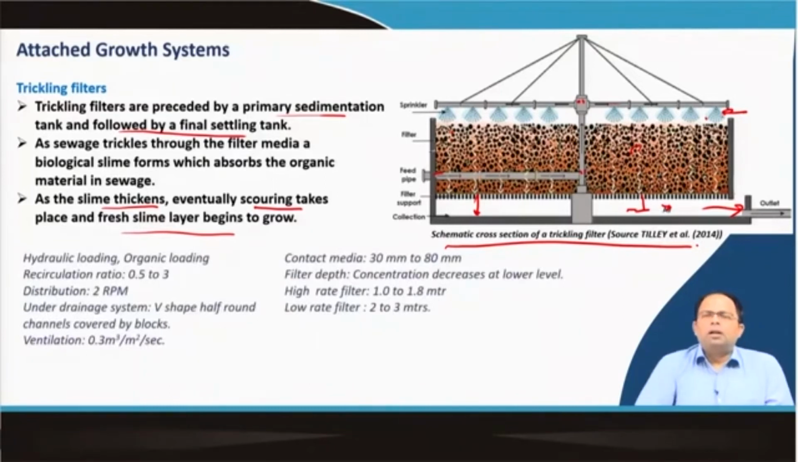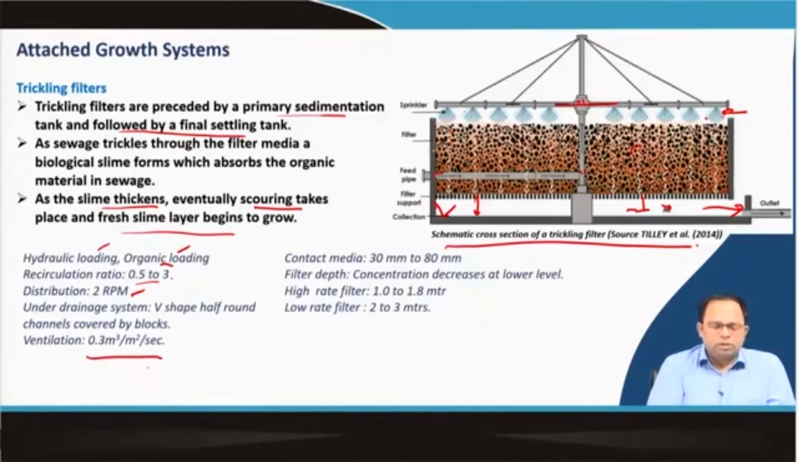So, what sort of loading, both hydraulic loading and organic loading, has to be considered. Like the previous case, we have to consider the rate of wastewater application and rate of BOD application, and recirculation ratio. Some amount of sewage could be recirculated, which is 0.5 to 3%. The distribution of this sewage could be done via this distribution arm, which could rotate at a rate of 2 revolutions per minute. And we have an under drainage system, V shaped half round. The under drainage system below is V shaped, and this is covered by larger blocks, so that the smaller filter media doesn't go into that.